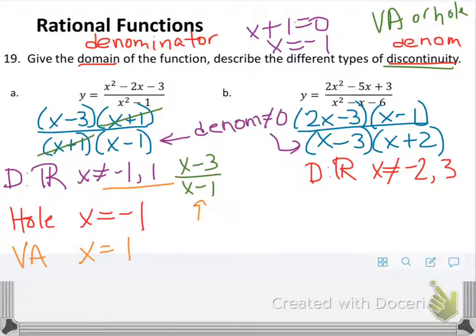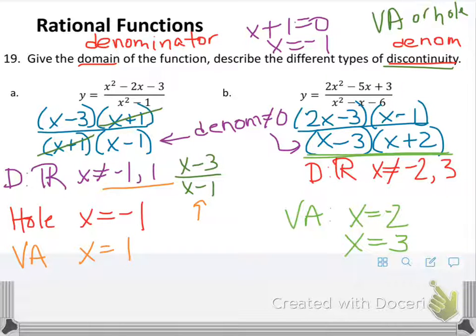Okay, so let's look over here at problem 2. If I look back at the equation, I see that I have no common factors in the numerator and the denominator, so nothing's going to cancel out. That means both of my factors in the denominator here are going to represent vertical asymptotes. So my vertical asymptotes are going to happen when x equals -2, and when x equals +3. So if you don't cancel the factor out, it will be a vertical asymptote.